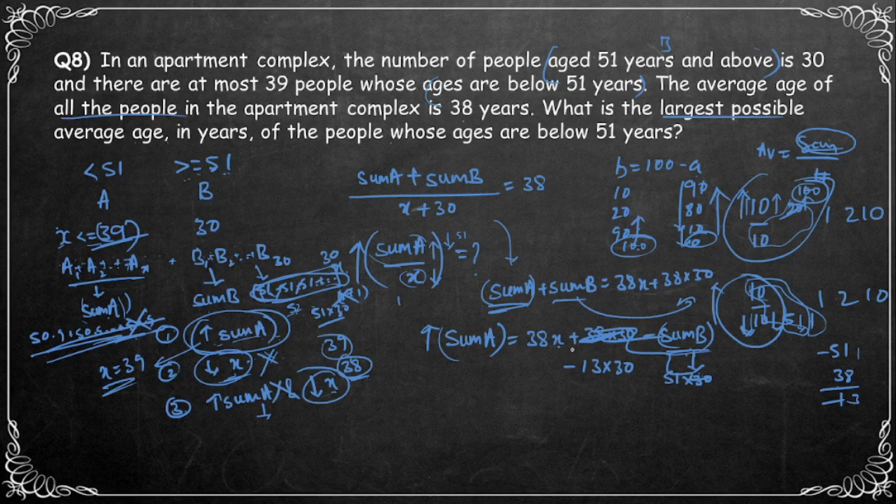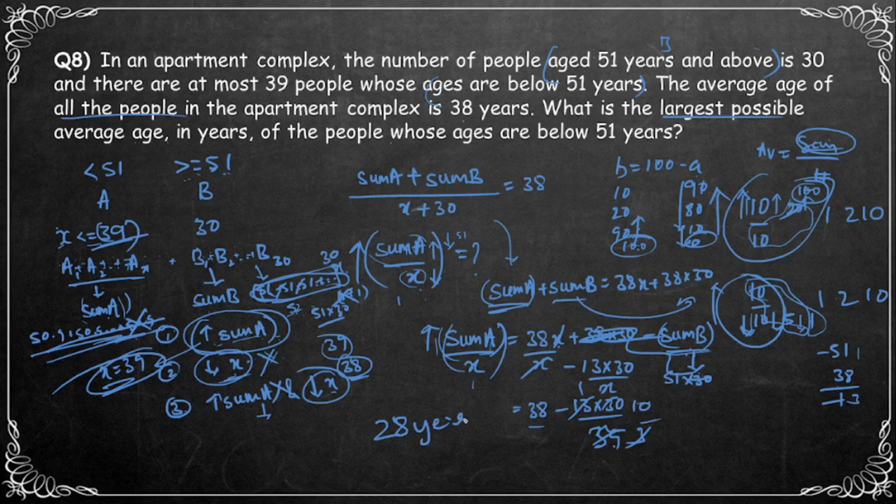If I put that here, or better, we get it in terms of average. So we divide by x. So x and x cancel. This is the largest possible average value, equal to 38 minus 13 into 30 divided by x. So x we already decided to be 39. So 13 1 ja, 13 3 ja. So 3 1 ja, 3 10 ja. It is 38 minus 10. So the largest possible average age of people in group B is 38 minus 10, which is 28. So this is the answer.